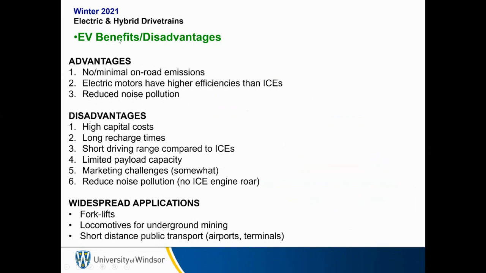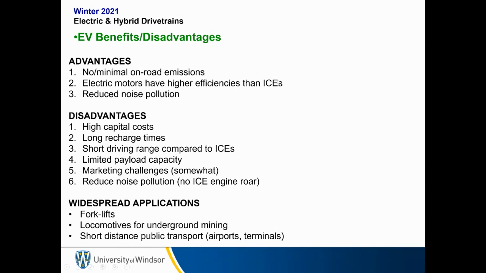So talking about pure electric vehicles, what are some disadvantages and benefits? Or benefits and disadvantages. So advantages: there are no or minimal on-road emissions. While you're actually driving the vehicle, there are no on-road emissions. Now, depending on how you generate your power for the electric vehicles, as we discussed earlier, if your power grid uses mostly coal, the problem is then you're essentially driving your vehicles with coal, which is much worse than gasoline or diesel. So no or minimal on-road emissions.